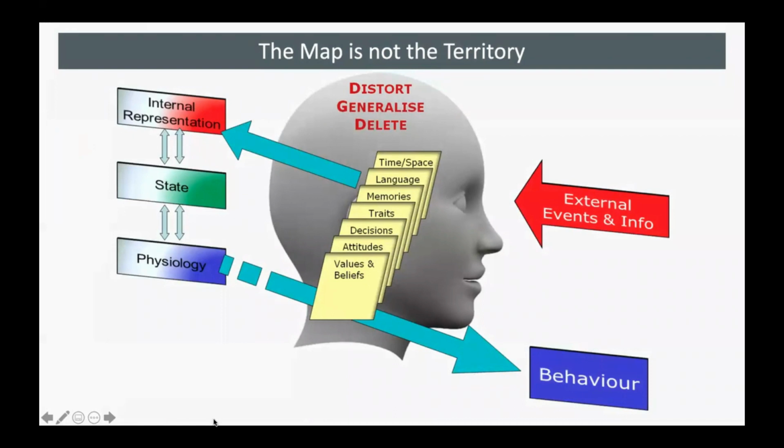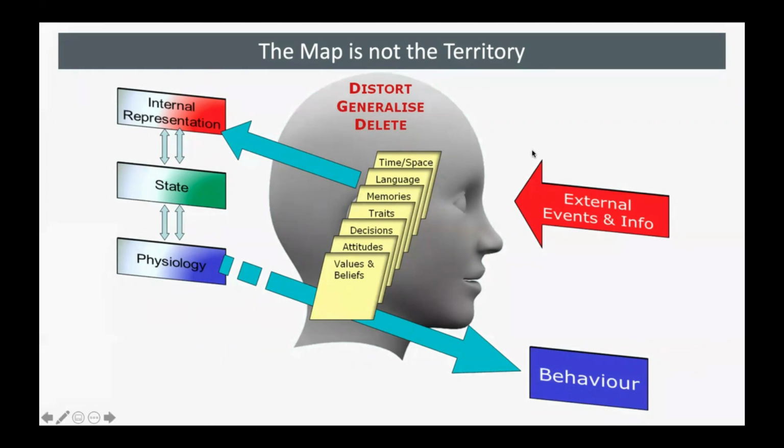So again, here's a different picture of the map is not the territory. It's got a little bit more detail in it, and then some things actually a little bit less, but it's okay. I've just given you a different picture. So the map is not the territory.